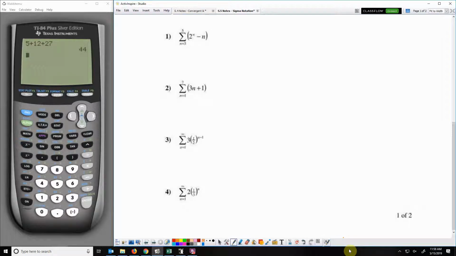Hey guys, today we are going to talk about sigma notation. This is called sigma notation because it's got the Greek letter sigma here. Anytime you see the sigma symbol, that means summation in math.